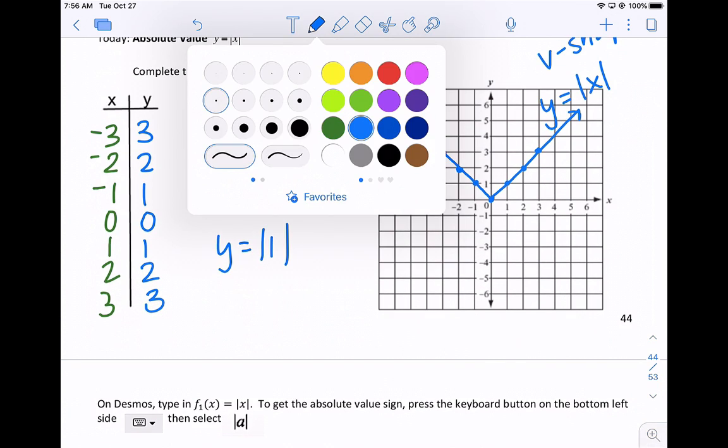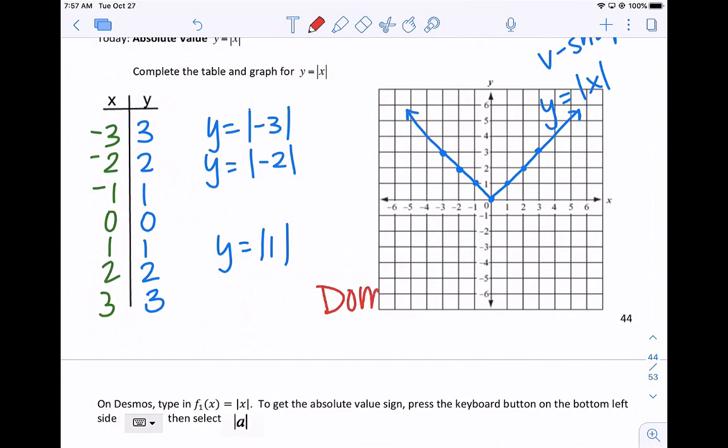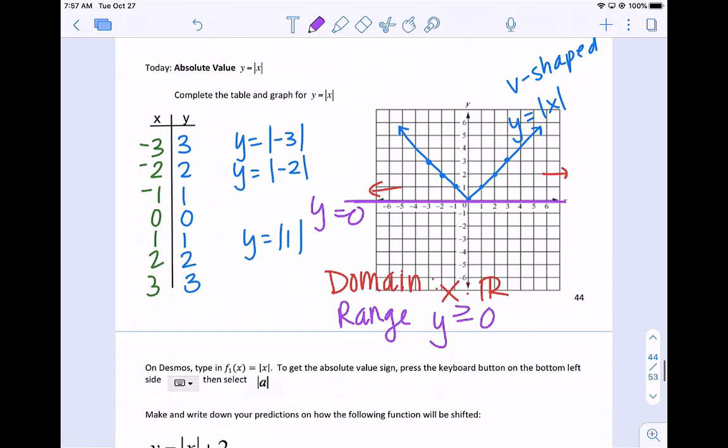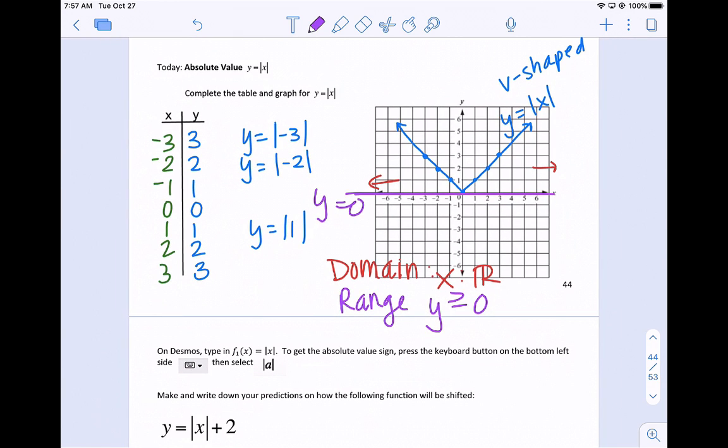So if we talk about domain and range, domain is all the possible x values, and you can see it goes all the way left and all the way right. So we say that for the domain it's x values, x are all real numbers. The range, there is a lowest value here. So here y equals 0, there's the lowest value. So for the range right here, we say y is greater than or equal to 0. So there's domain and range for our absolute value function, unless, of course, it's shifted.